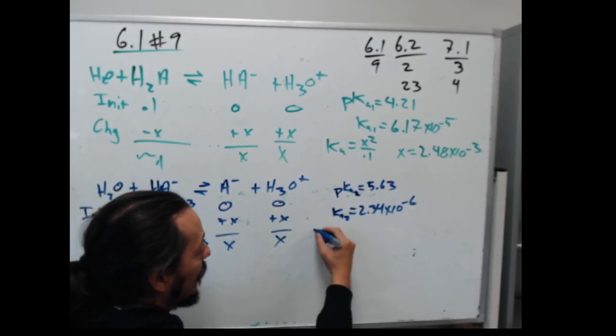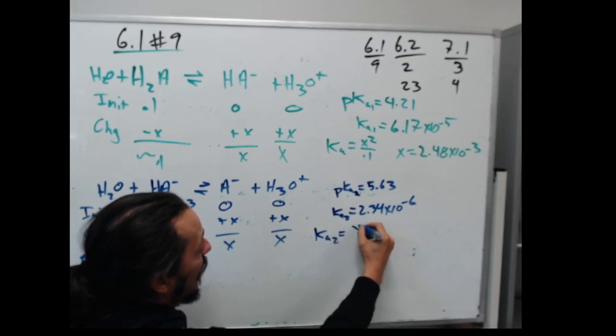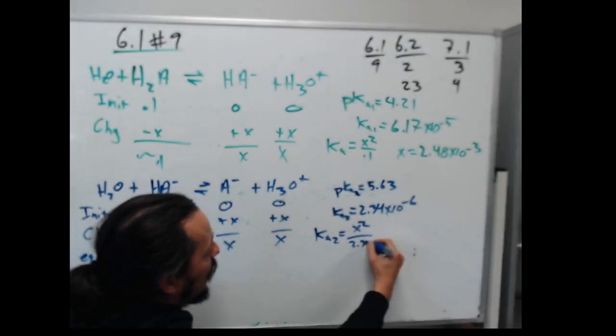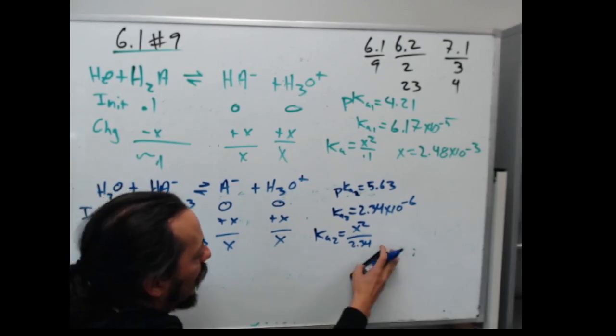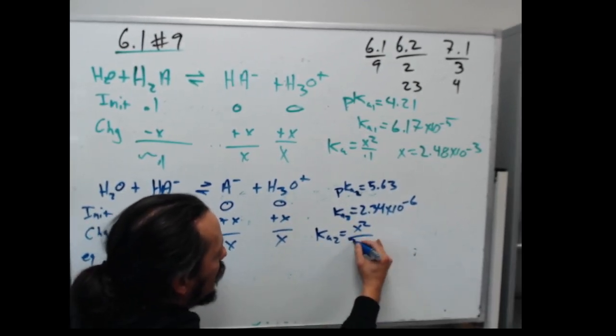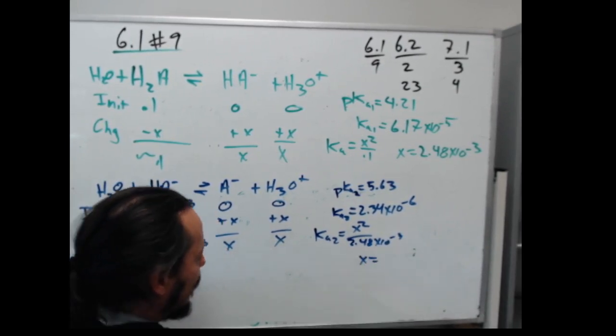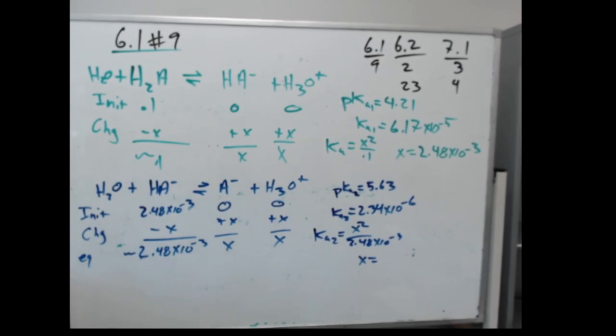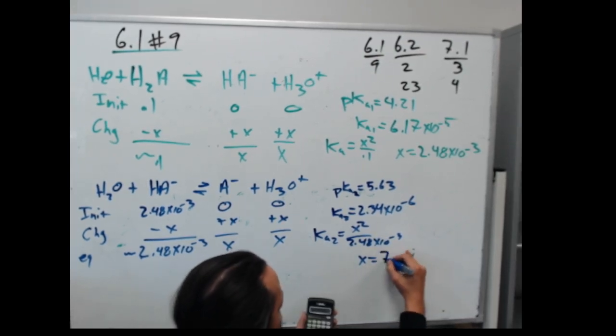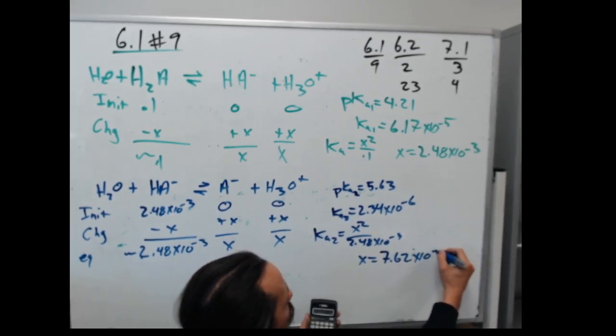Let's check what happens. I'm going to have Ka2 is equal to x squared divided by 2.3, oh wait, wrong number, 2.48 times 10 to the minus 3. I'm going to solve for x and see what value I get. So I'm going to have 2.34 times 10 to the minus 6 times 2.48 times 10 to the minus 3, square root. We're mostly okay. I was a little bit overly cautious. We get 7.62 times 10 to the minus 5.